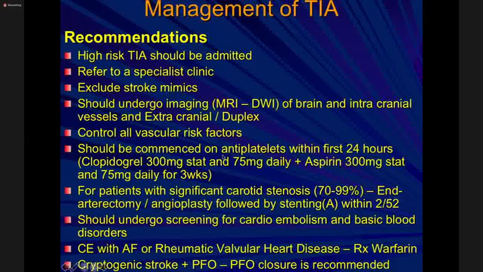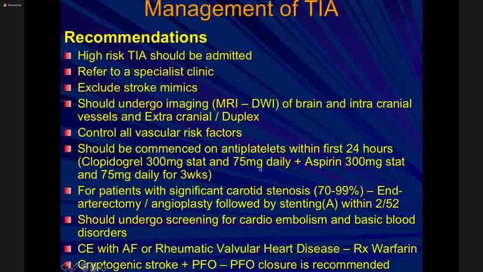Now, how would you give the loading dose of antiplatelets? You could give clopidogrel 300 milligrams stat and 300 milligrams of aspirin. That is the loading dose of antiplatelet, 300 milligrams of clopidogrel plus 300 milligrams of aspirin. And then you give 75 milligrams of clopidogrel, that is one tablet, and 75 milligrams of aspirin together daily for another 3 weeks.